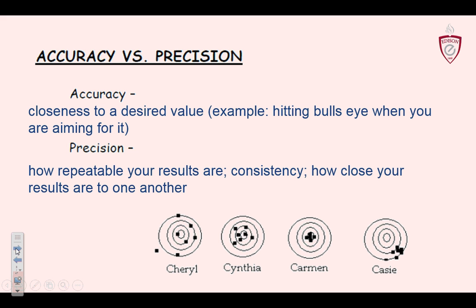Okay? So in this little pictogram here, we got 4 students. Which students are accurate? Accurate being closest to the center. We're aiming for the bullseye. I see Carmen's pretty accurate. Cynthia hit it 1 time. Let's say Carmen is the most accurate.